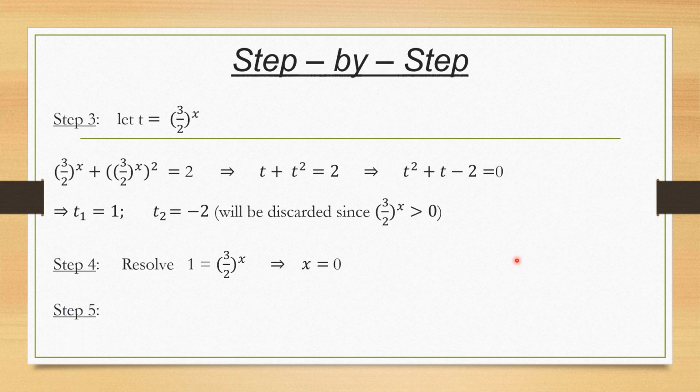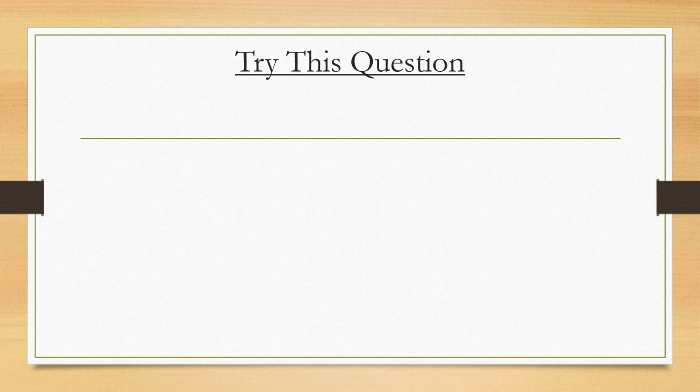Now step 5, verify the solution. 6 to the power of 0 plus 9 to the power of 0 gives us 2 to the power of 2 times 0 plus 1. Basically, 1 plus 1 equals 2, so x is equal to 0.